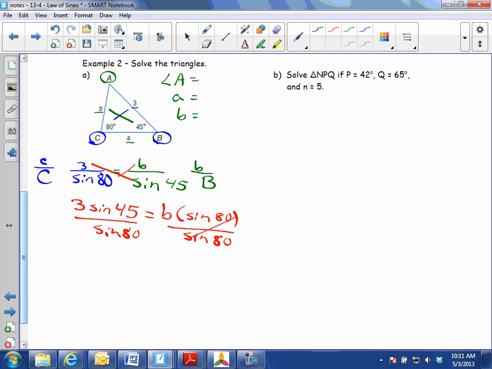So then you just plug it in your calculator. Make sure that you put the sine of 80 in parentheses. I want to get B by itself, so I want to get rid of this guy, so I just divide it over. Does that make sense? Okay. So then I plug in my calculator sine of 45 times 3 divided by the sine of 80. These are going to give you big long decimals, and we usually will round to the nearest tenth. So 2.2. So that would be right there.